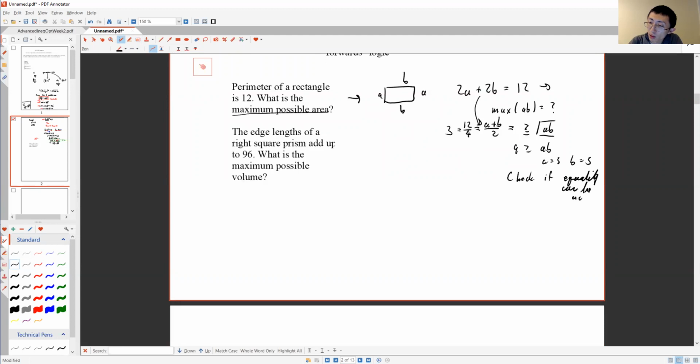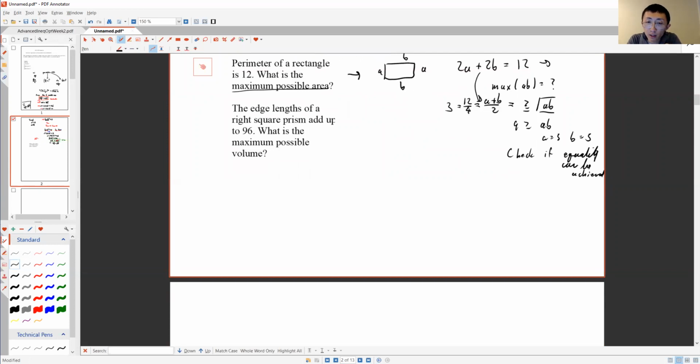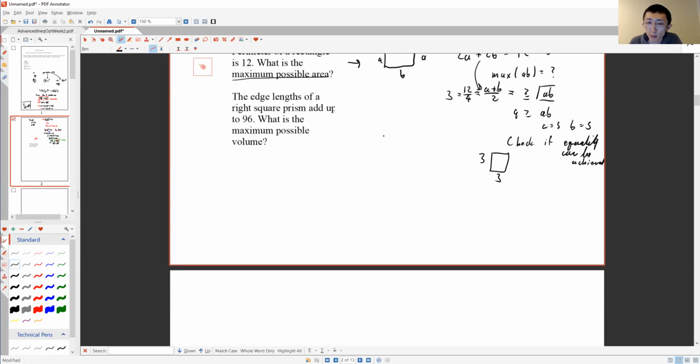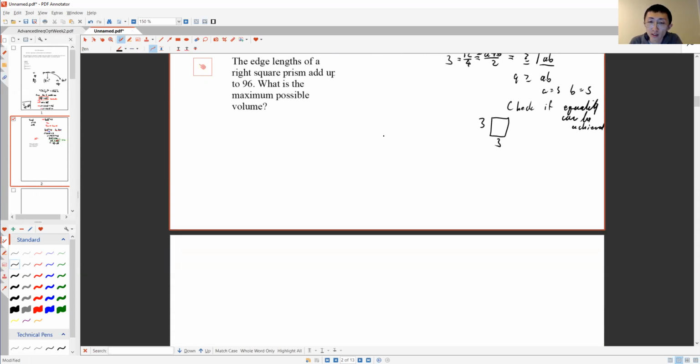Can be achieved. So if equality can be achieved, then you know that there actually exists a rectangle with that maximum possible area. It's a 3 by 3 one. Sometimes you'll get some inequalities where you'll prove something is bigger than or less than something else, but you can't actually achieve that bound. I'm not going to try to come up with an example, but there's lots of those cases.